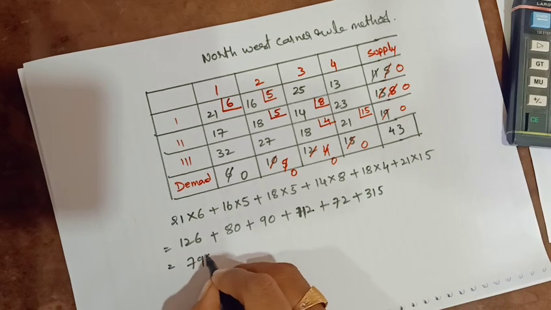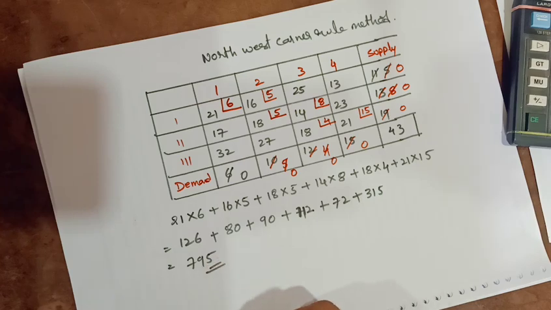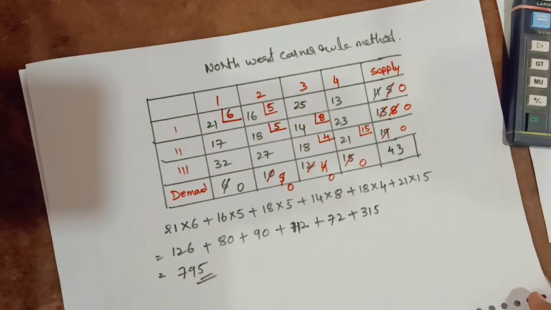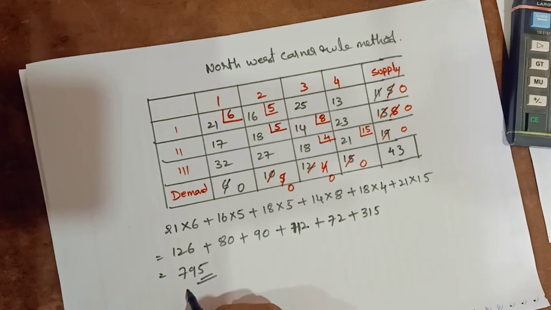So summation of these is the total cost. So this is the total cost, we can say, using the northwest corner rule method, will be 795. Thank you.